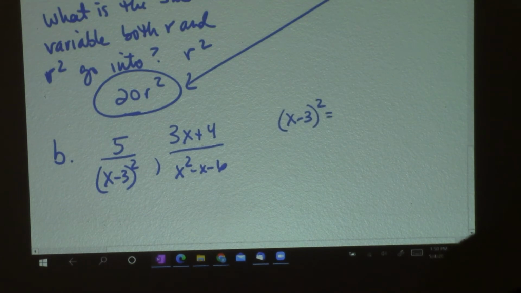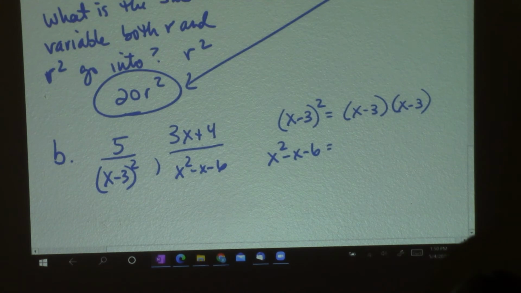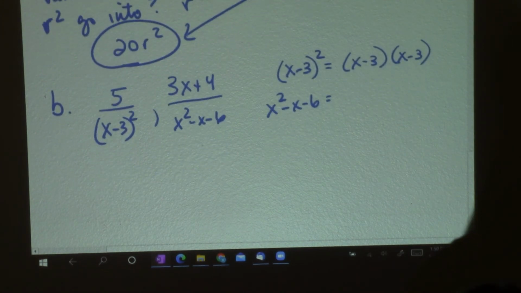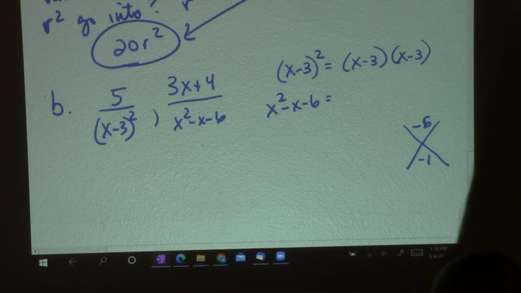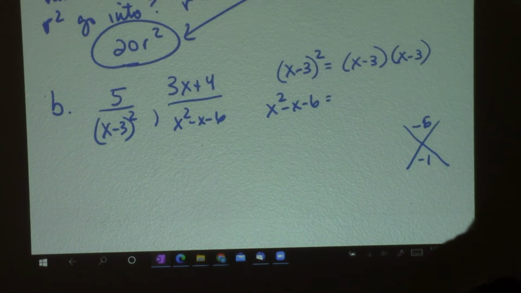If I have x minus 3 squared, if I was to factor that, it would be x minus 3 times x minus 3, right? Okay, now if I had x squared minus x minus 6, how do I factor that? Well, I use magic X. This comes back a lot. I hope you know how to do it. Most of you did well on your Chapter 9 test, so you should be fine. Okay, so what multiplies to be negative 6 and adds to be negative 1? Negative 3 and 2. So I'm going to write x minus 3 times x plus 2.